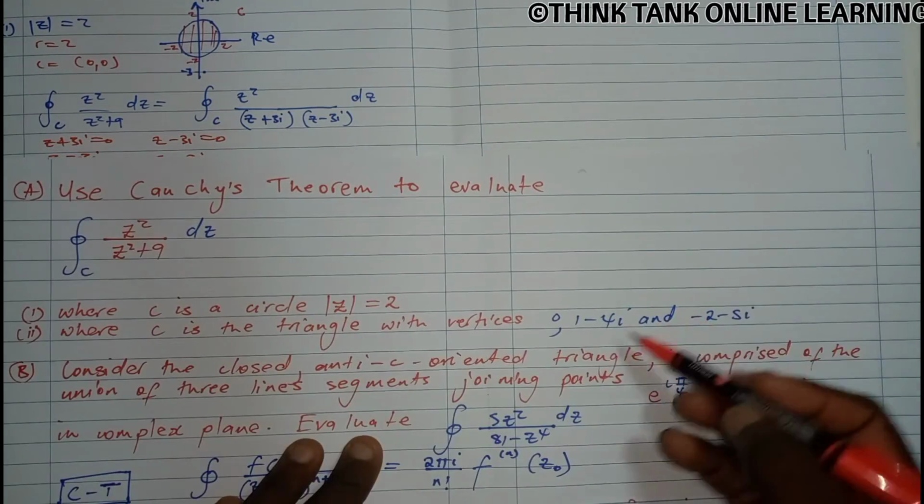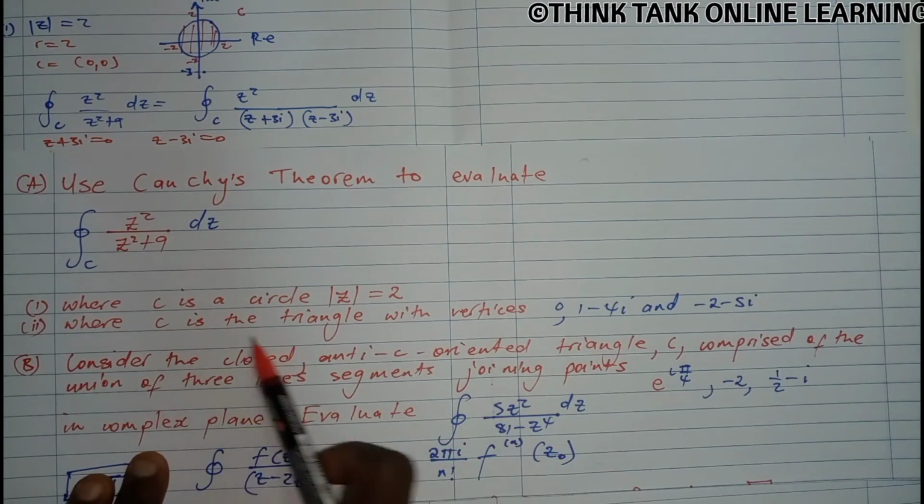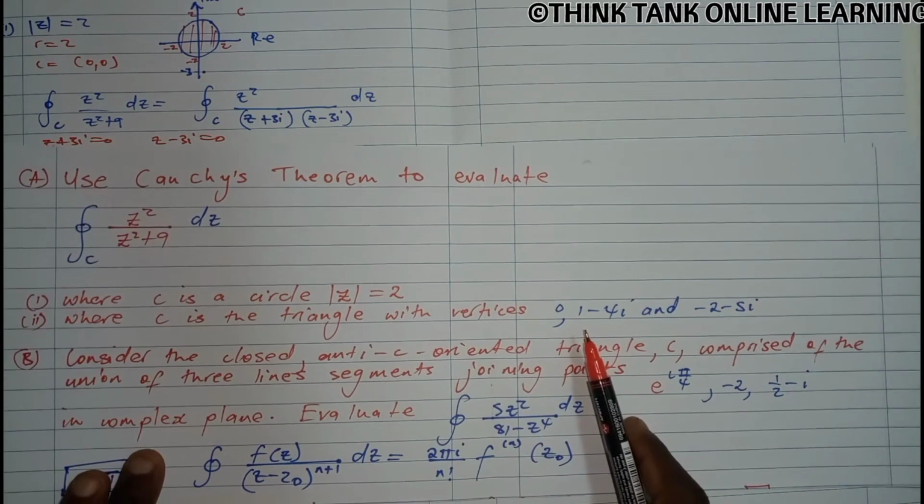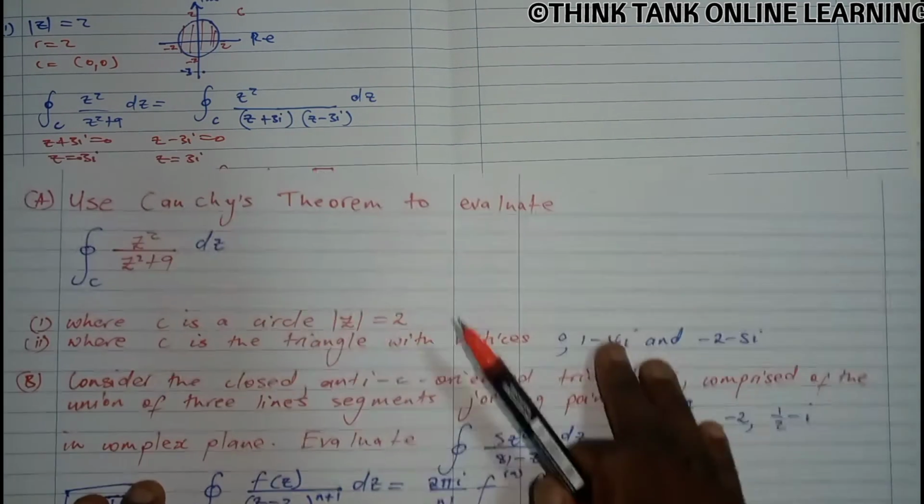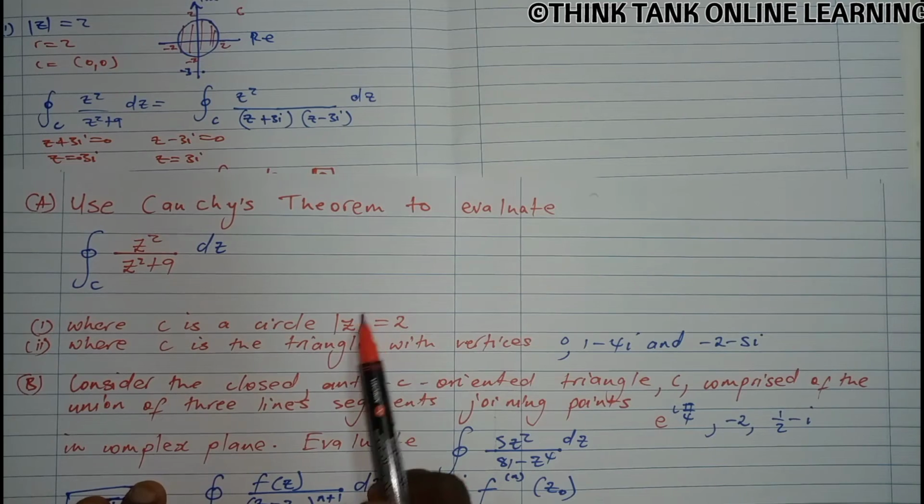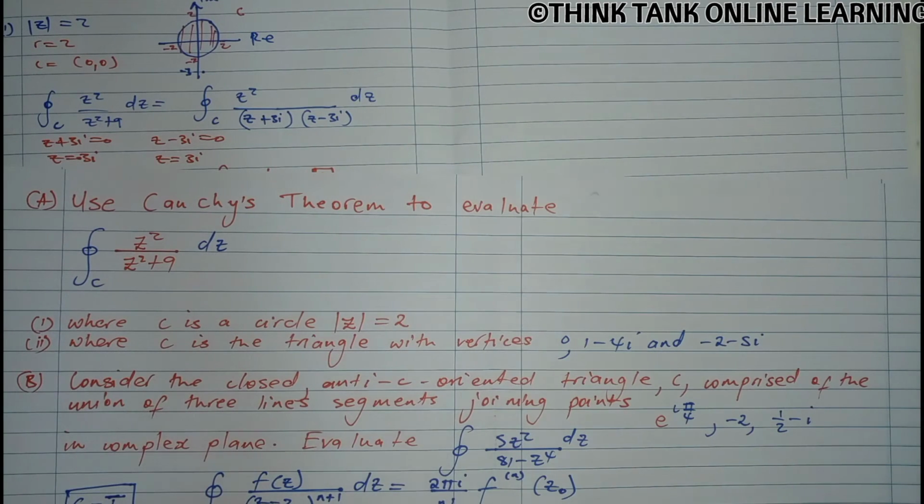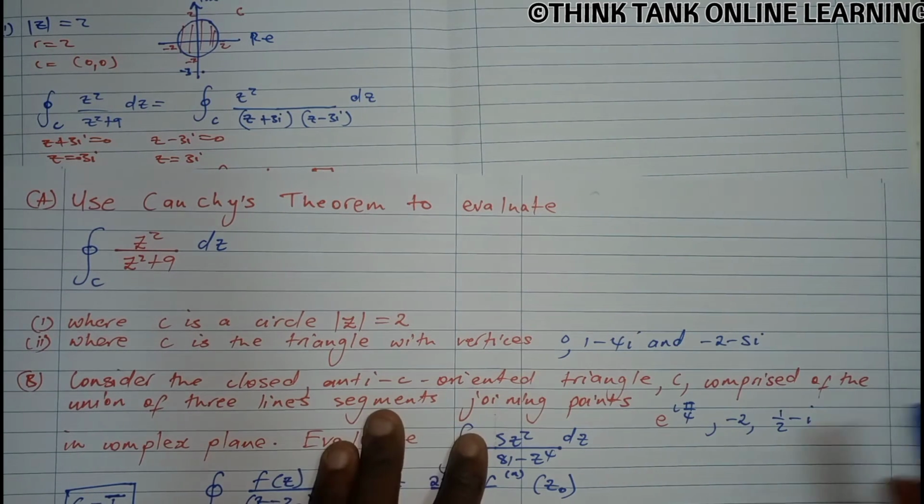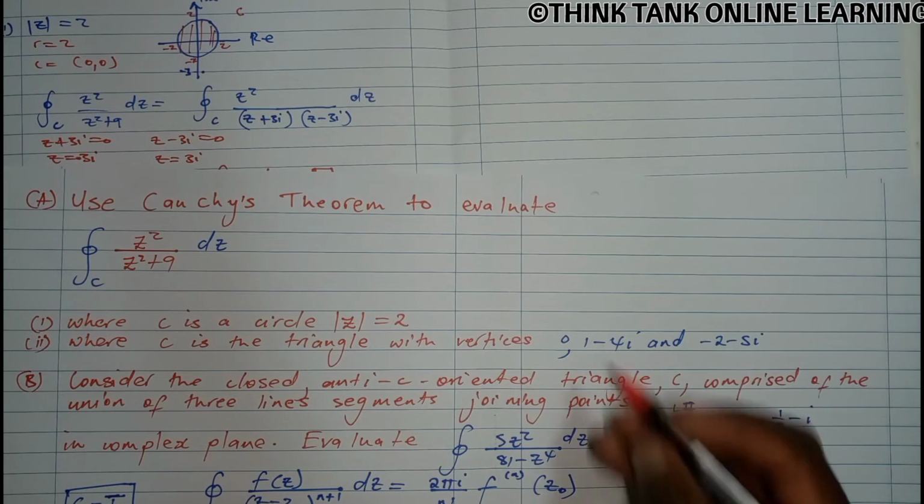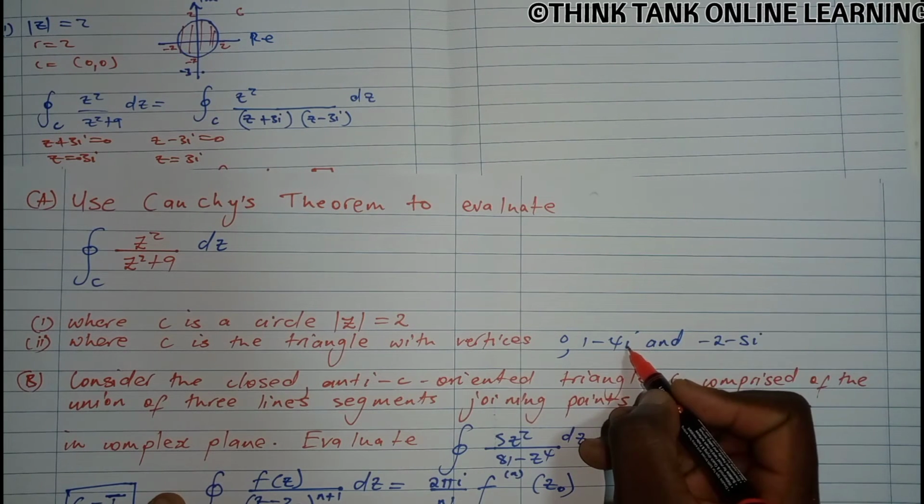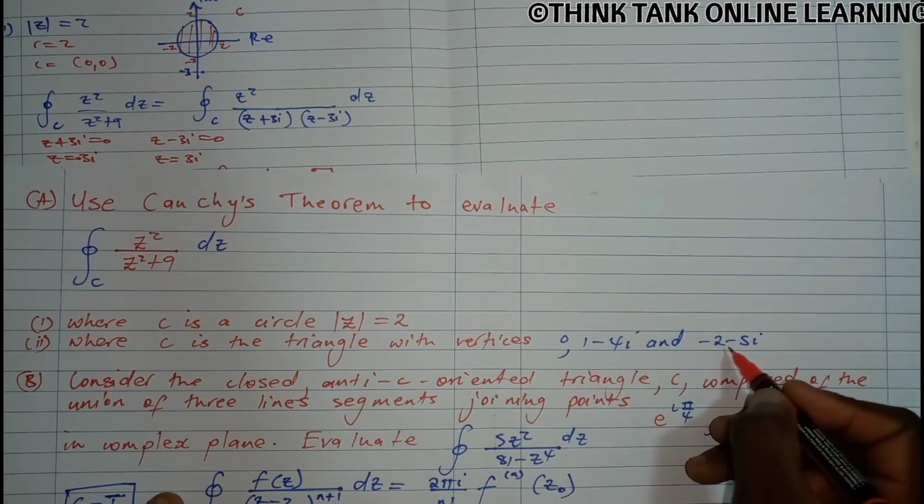So on this question, our C is a triangle with vertices. Okay, so we're given a triangle, and here we're given a circle. So first let's start by sketching the triangle. We're given that these are the coordinates: 1 minus 4i, 0, negative 2 minus 5i. Okay, I think we can do this.